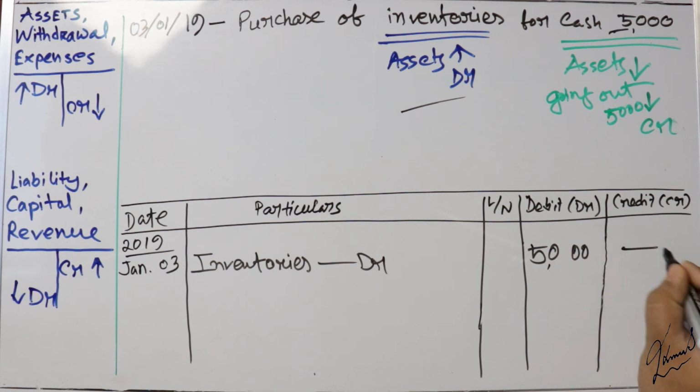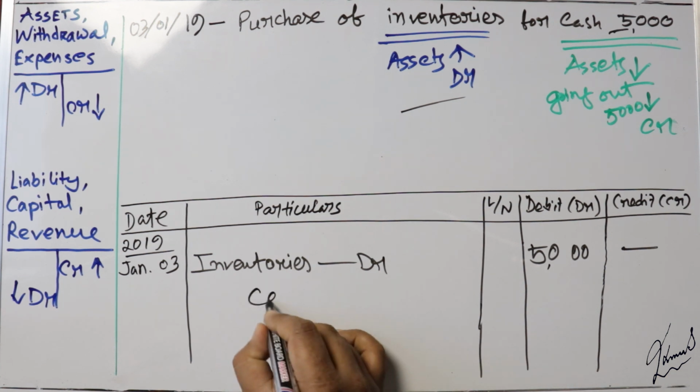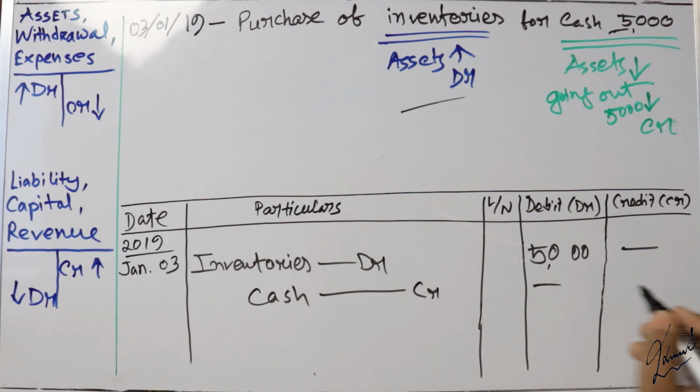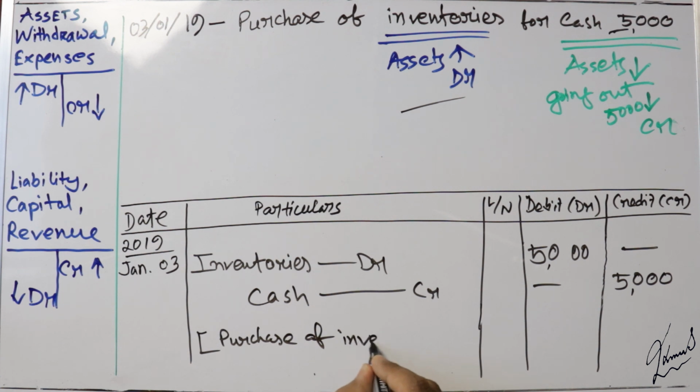And then we will skip the credit column and go to the credit account, that is cash. Cash has been deducted, so cash credit, and the amount is 5,000 under the credit column. And then we will put a short note or description, that is purchase of inventories for cash.